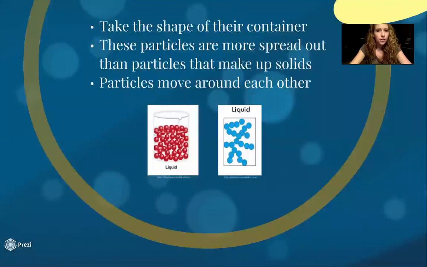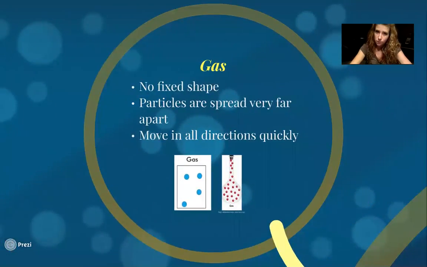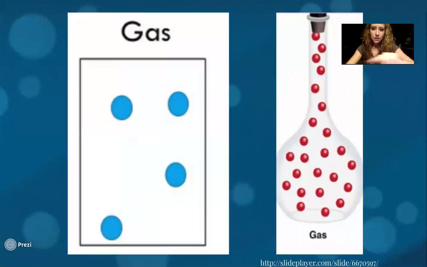But now we're going to learn about gases too. Gases could be air or steam, things like that. A gas doesn't have a fixed shape or a definite image, because its particles are spread very far apart. They're moving in all different directions, and they're never touching, like the picture shows. You see how far apart they are? That's what classifies a gas.